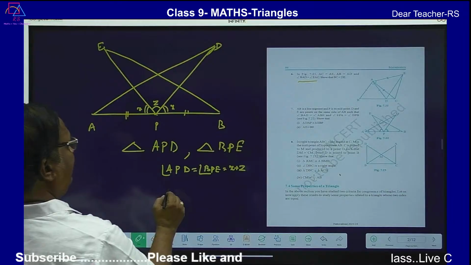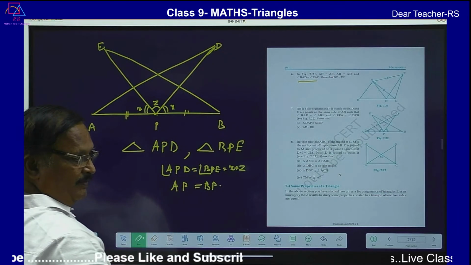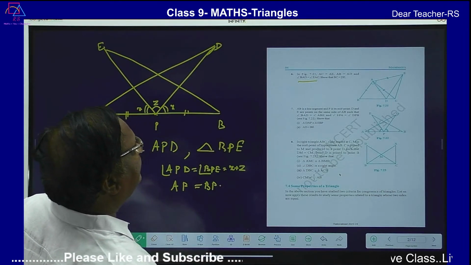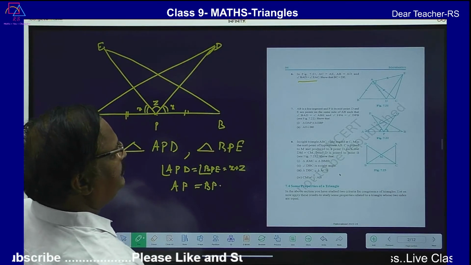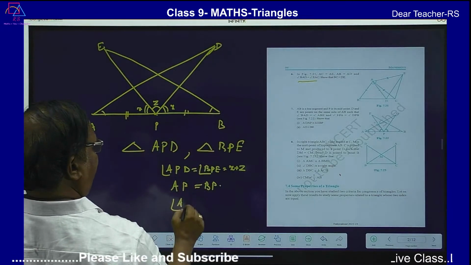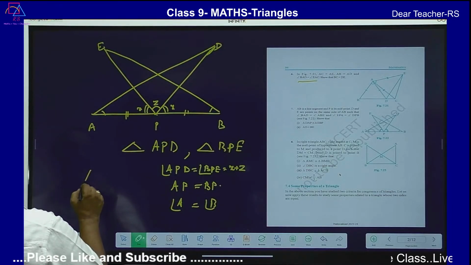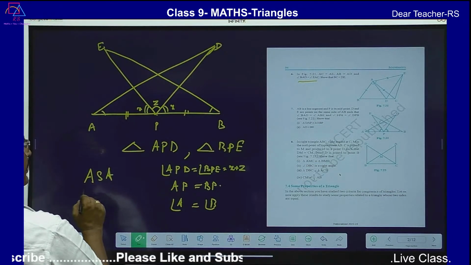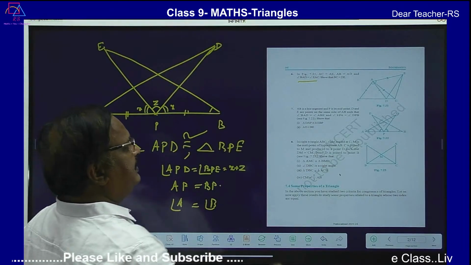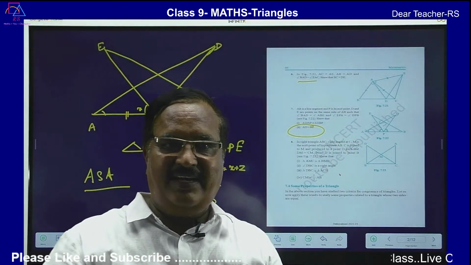In the same way, AP is equal to BP, given. Angle A is equal to angle B. Yeah, angle A is equal to angle B. That means these two angles are equal. So by which property? By ASA, these two triangles are congruent. So by CPCT, AD is equal to BE. Okay?